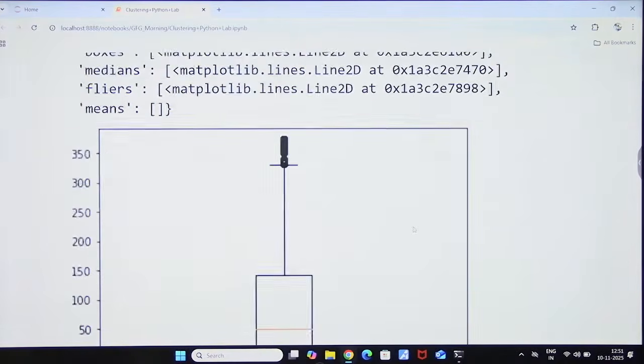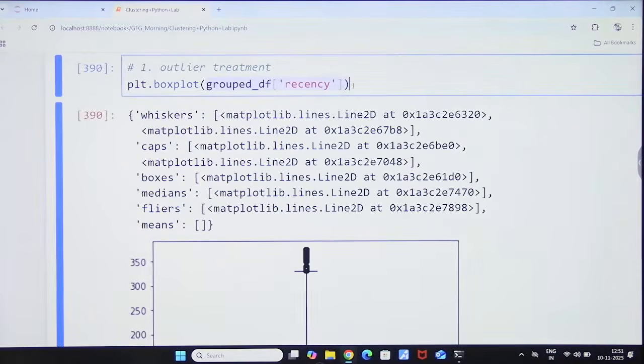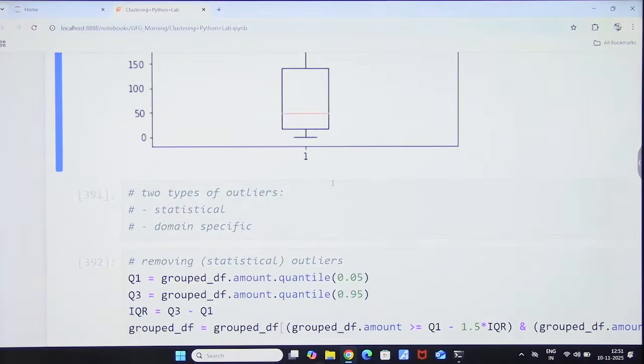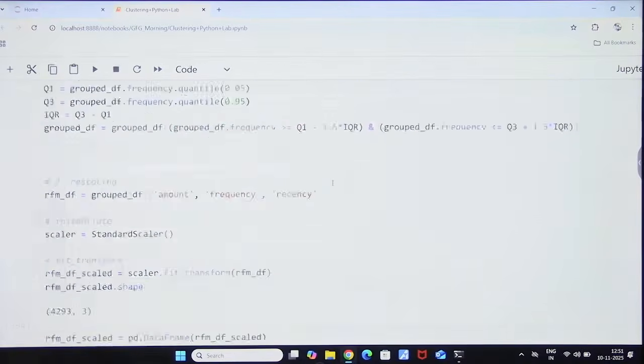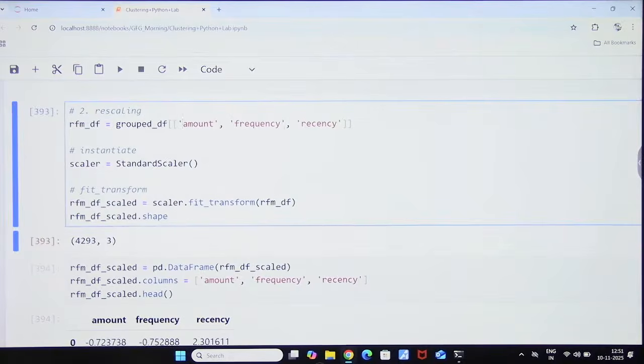Now I would draw a box plot. Okay, तो plt.boxplot and just you have to use here the column name. You will get the outliers over here. Okay, so we have to see how the data is behaving. Now scaling is very important. I would be scaling these three columns. Okay, अच्छा, now I hope you are able to see this.